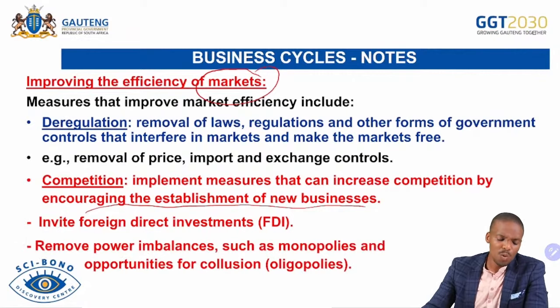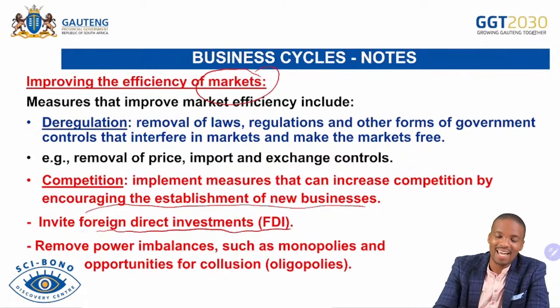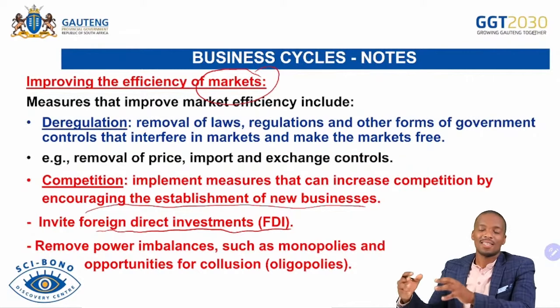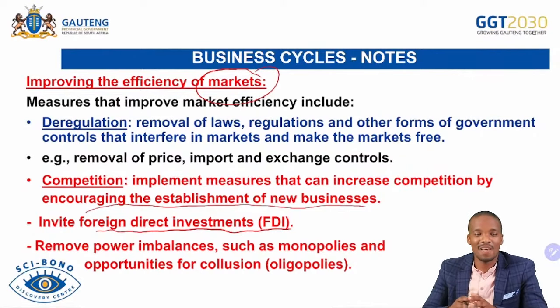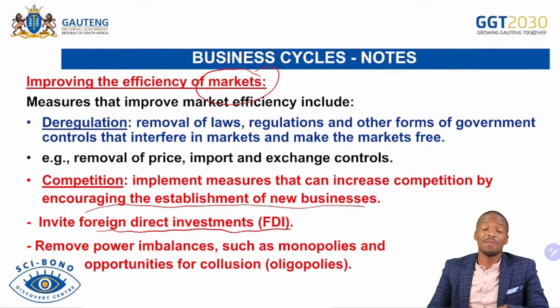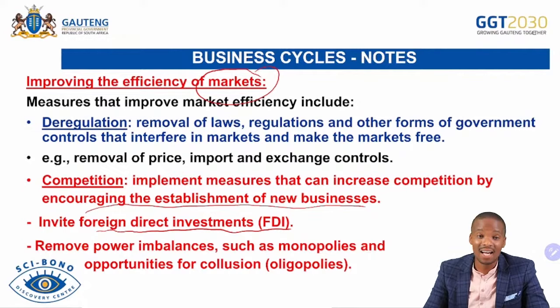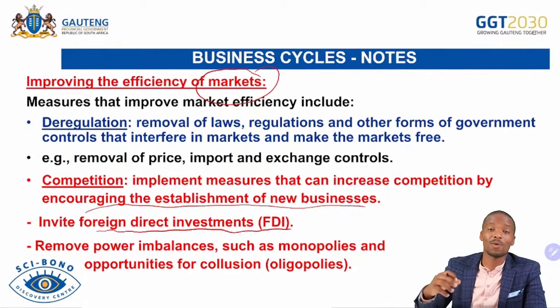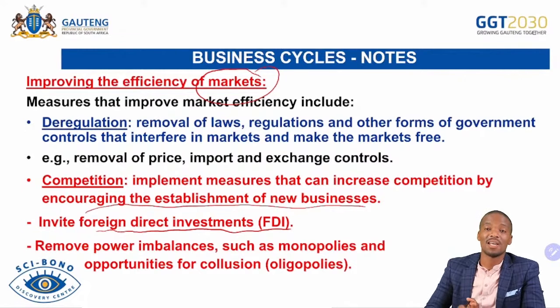Then we said we should also encourage foreign direct investment. What is FDI? What is this foreign direct investment? Bring other businesses that come into South Africa, or bring investors from other countries to South Africa. They must come and establish businesses in South Africa. And in that way, when they establish businesses in South Africa, they hire the people of South Africa, they hire workers in South Africa. In that way, unemployment is reduced, but what is happening to the supply of goods and services, it is increased. That is why we're saying improving efficiency of markets.